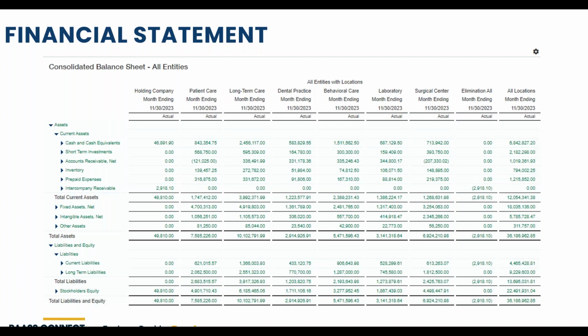And just one quick point about consolidation. It is a true consolidation solution whereby it provides you with the capability to identify eliminating accounts. It automatically includes the intercompany accounts as well as gives you the option to specify which accounts to eliminate during the consolidation process.